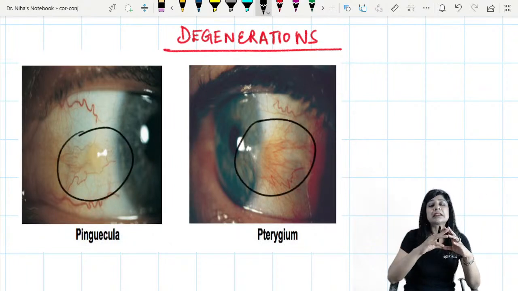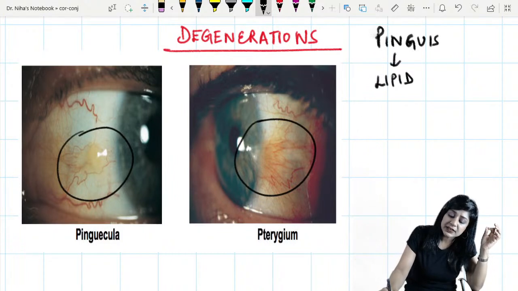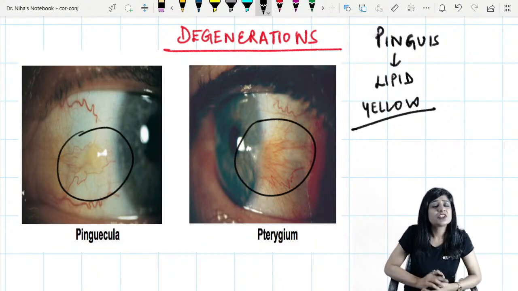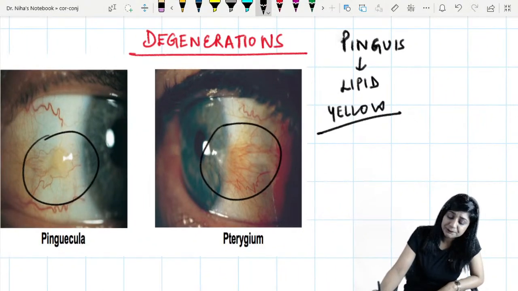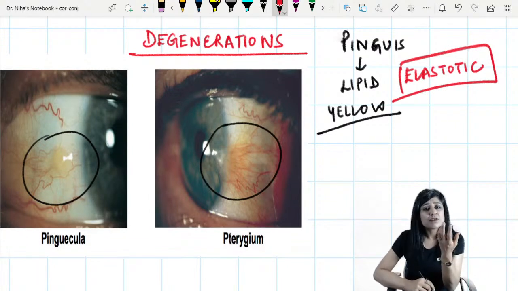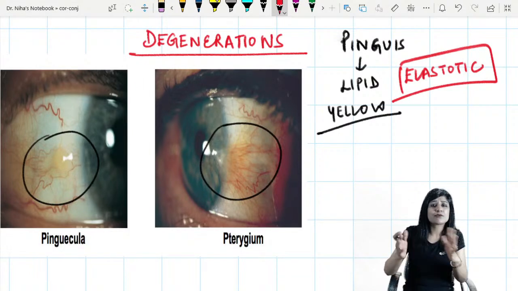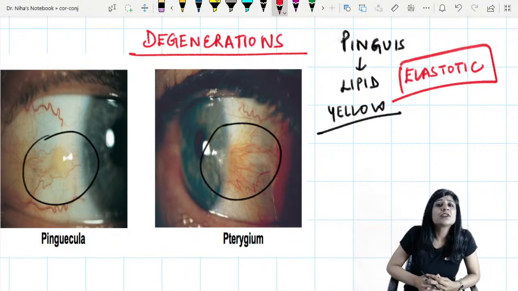Now try to understand. The word pinguecula is formed from the word pinguis, and pinguis means lipid, lipid means yellow. So basically here we have just a yellowish discoloration, which is stationary, just a degenerative condition. What kind of degeneration do we have? An elastotic kind of degeneration. Even if it is growing towards the cornea, it is not causing any symptoms, and therefore no treatment is required, other than sometimes people complain of cosmesis. We do not have any other problem.